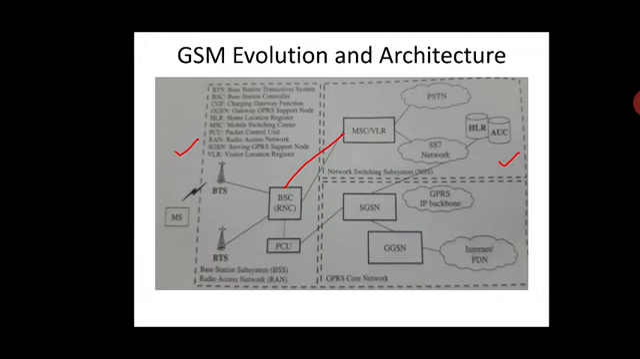I hope you know there are different kinds of switching centers: message switching centers and packet switching centers. The data flowing in GPRS is packetized, so in the same way, here we have the MSC and there we have the SGSN. We'll see what GGSN means, and then the PDN.